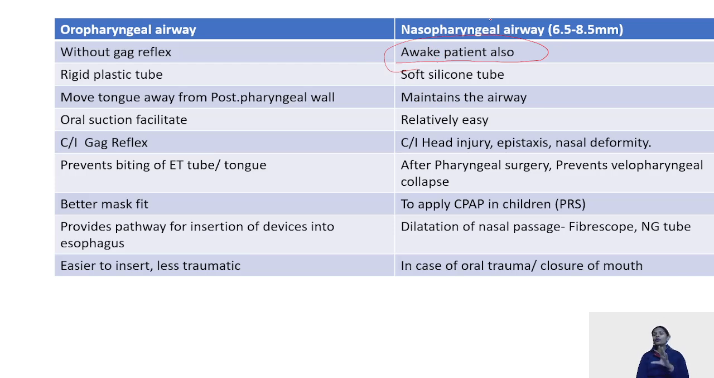The other uses of the nasopharyngeal airway are that it helps in guiding the fiber optic insertion. Whenever we are doing a fiber optic intubation, which we will come to the fiberscope pretty soon, but if you've seen in your OTs, the fiber optic intubation needs the dilation of your nostrils, and nasopharyngeal airways help in the dilation of the nostrils. Plus, it can also guide in the insertion of your nasogastric tubes.